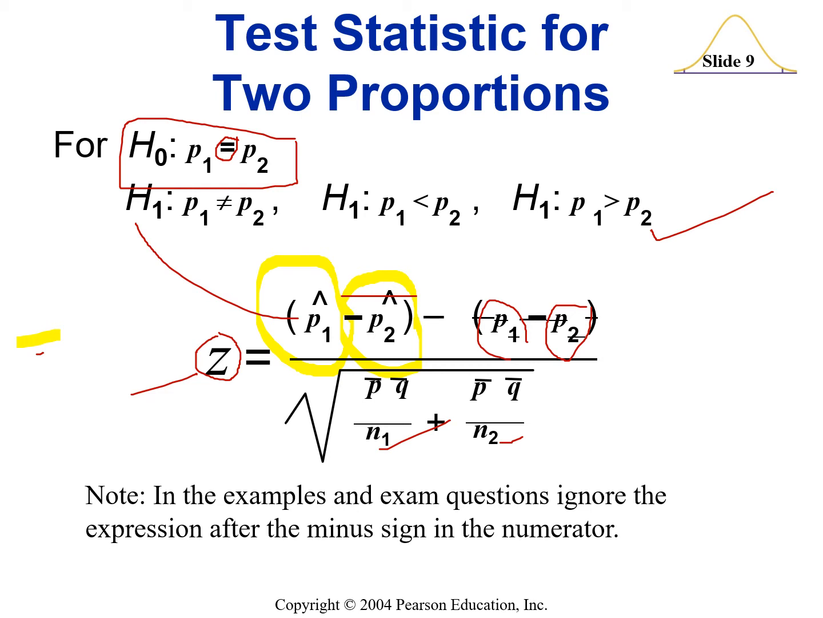In practical computation of Z, we ignore this part, P1 minus P2. Because if we look at the null hypothesis, P1 equals P2, it implies that P1 minus P2 equals 0. So this part is equal to 0, so ignore it in calculation. Note, in the examples and exam questions, ignore the expression after the minus sign in the numerator.